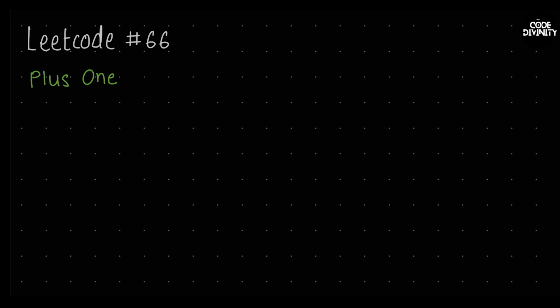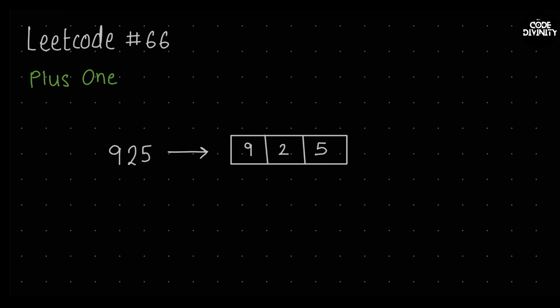I am your coding friend Om, and today we are going to look at an interesting easy level problem on LeetCode. That is problem number 66, Plus One. In this problem, we will be provided an integer but in the form of an array. For example, our integer is 925, so it will be represented as individual digits arranged in an array. The indexing will be done from the least significant number to the most significant number.